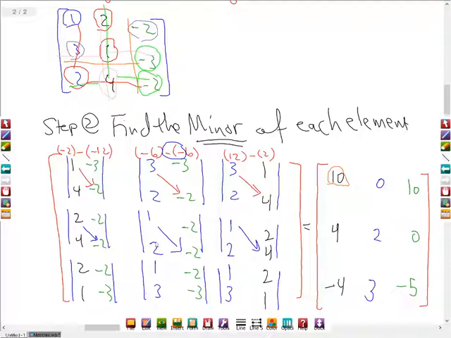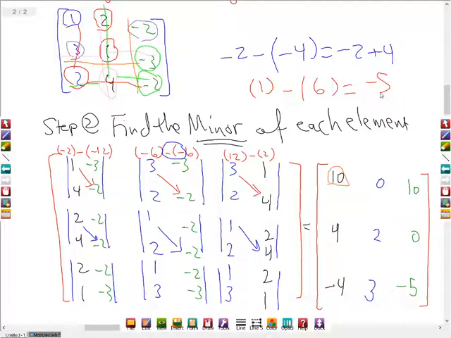Let us check randomly this guy. 1 times negative 2, negative 2. I'm going to do this guy. 1 times negative 2, negative 2 minus negative 4. Negative 2 plus 4, which is 2. Good job. Randomly, the 5. Let me see the 5. 1 times 1 is 1 minus 6. Negative 5.